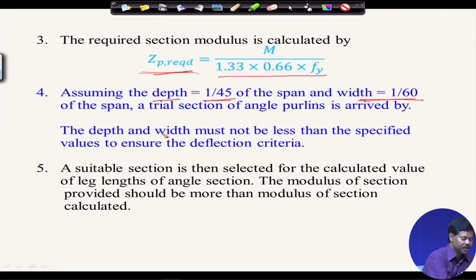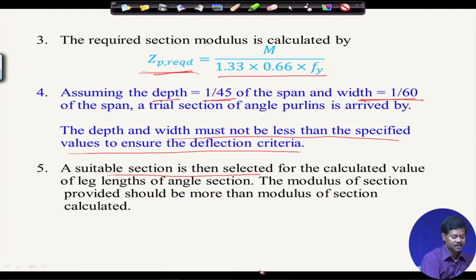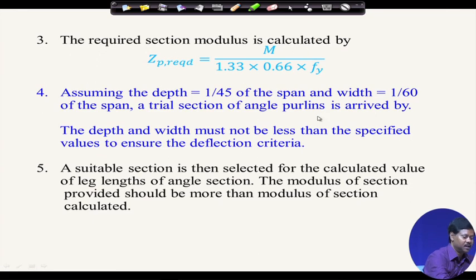The depth and width must not be less than the specified values, to ensure the deflection criteria. After that, a suitable section can be selected to calculate the value of leg lengths of the angle section, and the modulus of section provided should be more than the modulus of section required. So, on the basis of the assumed section we calculate the section modulus, which should be more than the required one. In this way one can decide the section size of the angle for a purlin.